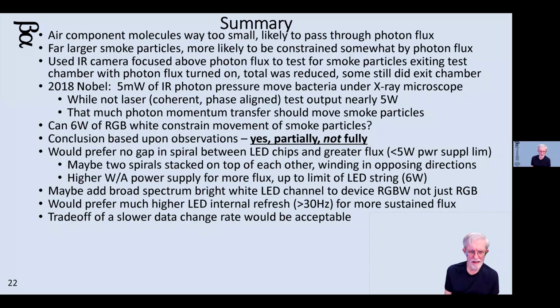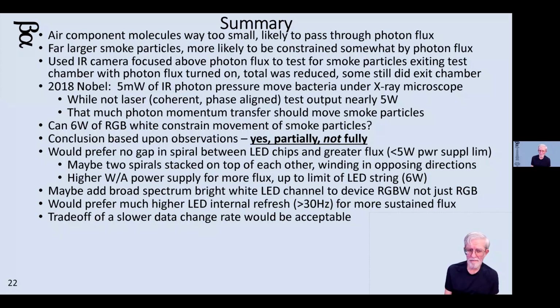And if you don't think photons can move things, there's a 2018 Nobel Prize in Physics for you to read. They used a 5 milliwatt infrared laser to actually push bacteria around under an X-ray microscope. And that was only 5/1000th of a watt. But that was a laser. These are not lasers. These are just very bright LEDs.